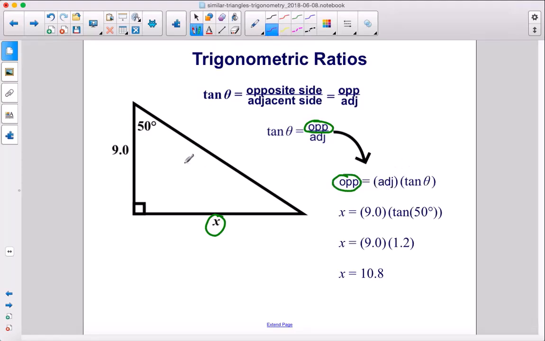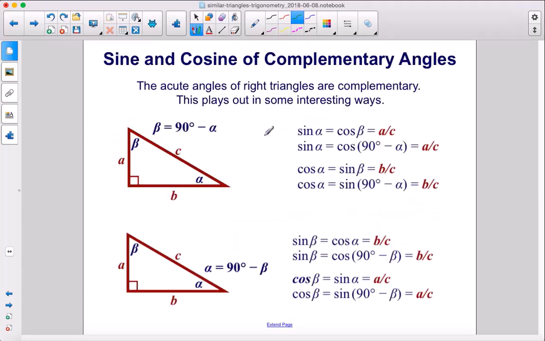We'll input the data that we do have, so we know that this length here, the adjacent length, is 9.0, so we'll replace adjacent with 9.0, and we know the angle is 50 degrees, so we'll put that in for theta. Use a calculator, we see that tangent of 50 degrees is 1.2, multiply that by 9.0, and we get x equals 10.8.